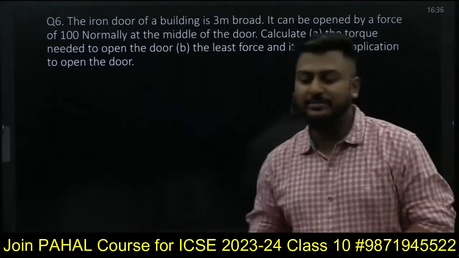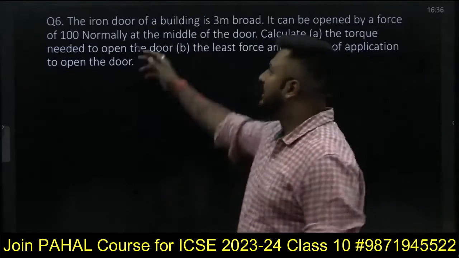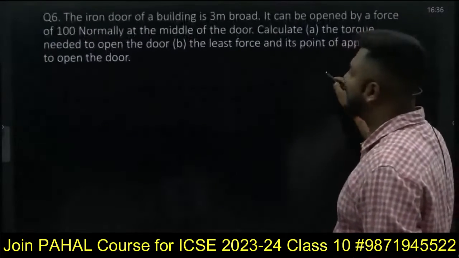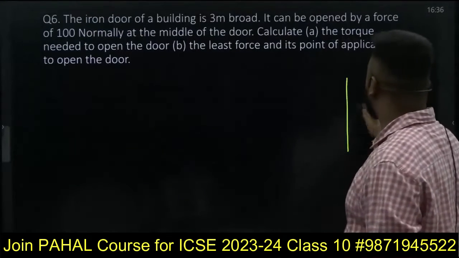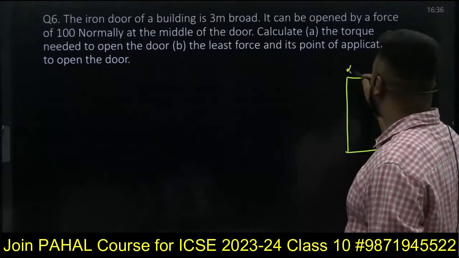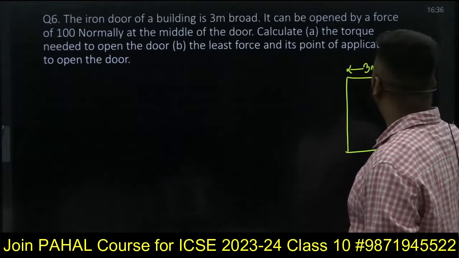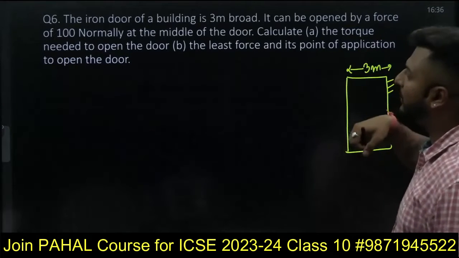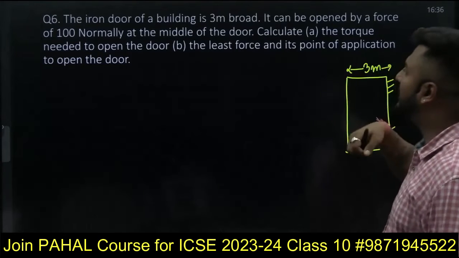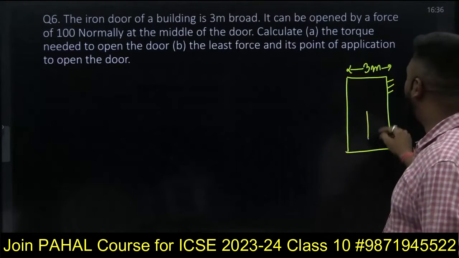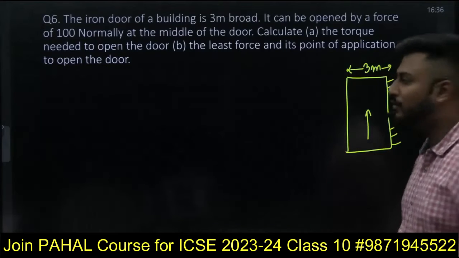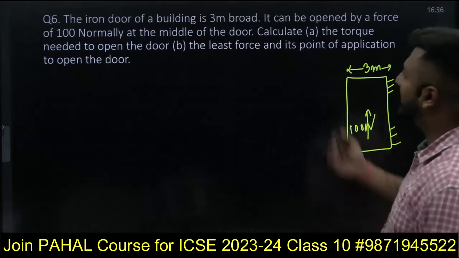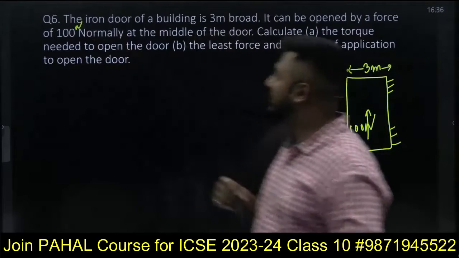Let's see question number 6. Question number 6 says the iron door of a building is 3 meters broad. 3 meters broad means the width of the door is 3 meters. Let's say this is the door, then this width is 3 meters. Let's say it is hinged at this point, right? So it can be opened by a force of 100 Newton normally at the middle of the door. So if we apply the force at the center point of the door, then we need the force to be 100 Newton. Here the n of Newton is missing, it should be 100 Newton.